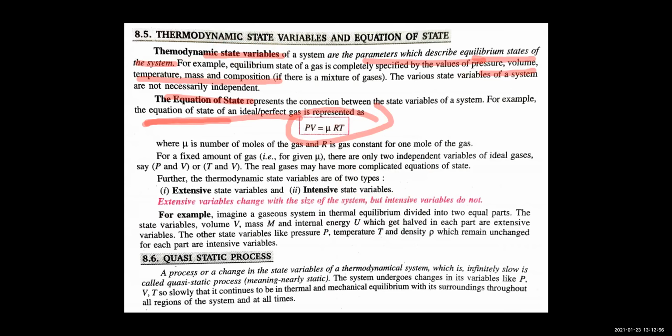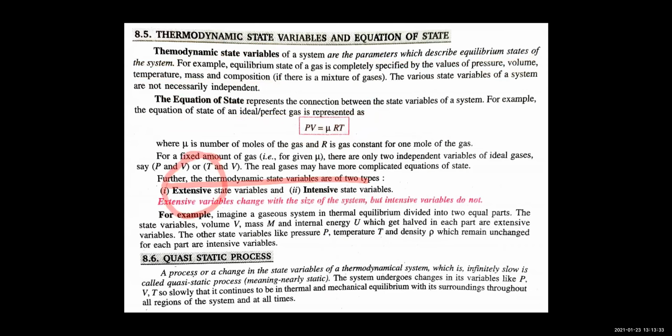And children, here mu, in many books they have used the symbol n also. So they are the same. Mu or n indicates the number of moles of the gas. And here R, we know it is a gas constant, right? So this equation relates the thermodynamical state variables and is known as the equation of state or equation of ideal gas, right?